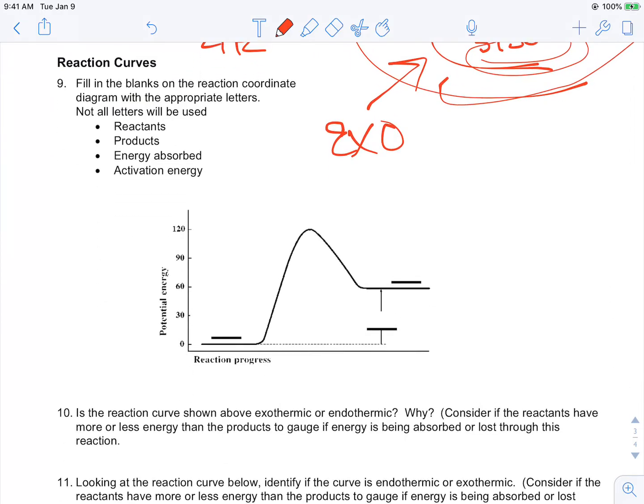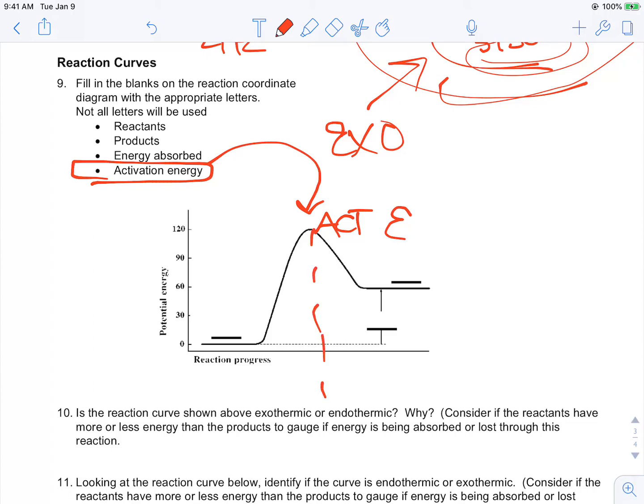Now, the final part of this is, what does this look like on a graph? Well, this is the easy part. So activation energy is our first term that we're going to label on this curve. And activation energy means how much energy does it take to make this thing happen. So we're going to write act E at the hump of the graph. And then you guys just learned functions in math.